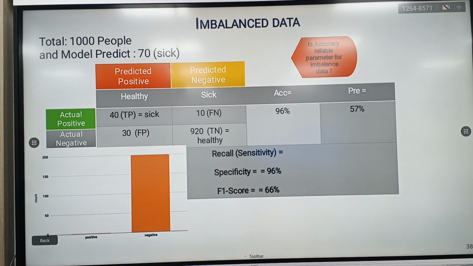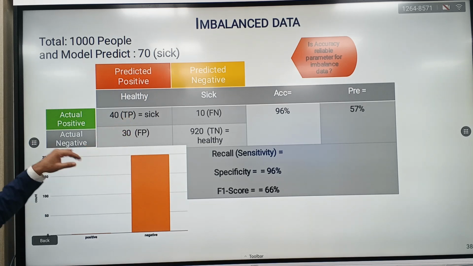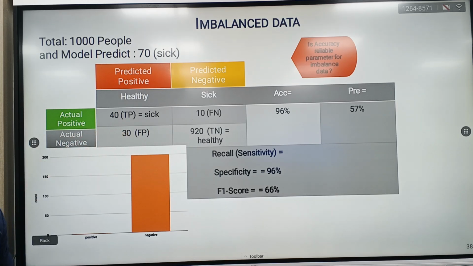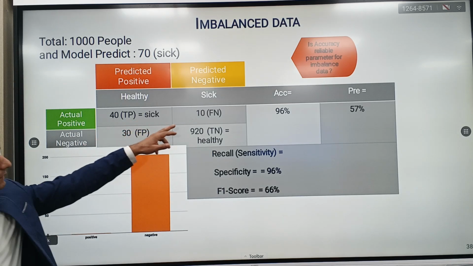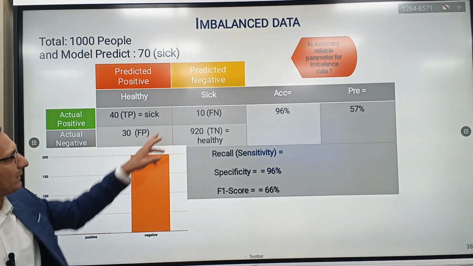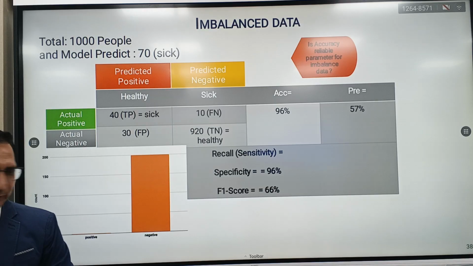So here is an example. We have patients in a hospital, like 1,000, and sick is 70, okay? So you see that we have predicted positive, predicted negative, and actual positive, actual negative. Actual means what the doctor says. So suppose you have 40 people who are true positive, really sick, okay? And you have 920 true negative. So there are 40 people, and you have to decide whether they are positive or negative.